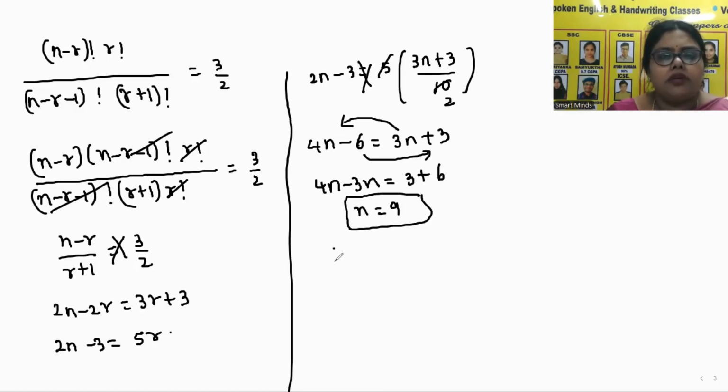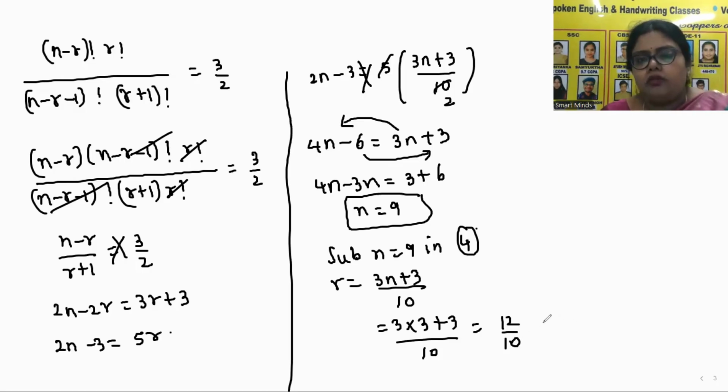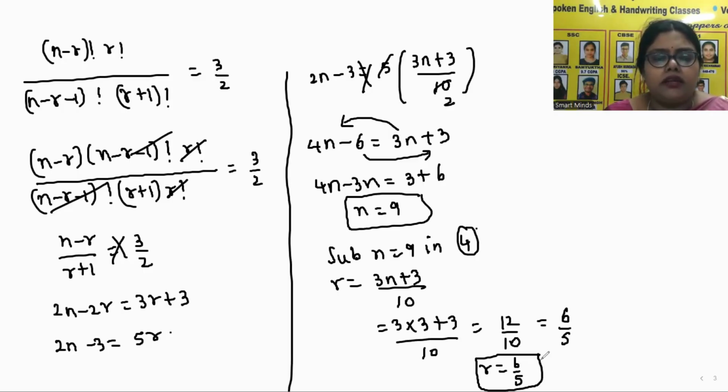We got the n value. Now substitute n is equal to 9 in equation number 4. What is equation number 4? R is equal to (3n plus 3) by 10. So that is (3 into 3 plus 3) by 10. 3 threes are 9. 9 plus 3 is 12 by 10. 12 by 10 is 6 by 5. If they ask for the r value, we need to go till here. But in this question, they asked only for the n value. So if you write till here, it is enough.